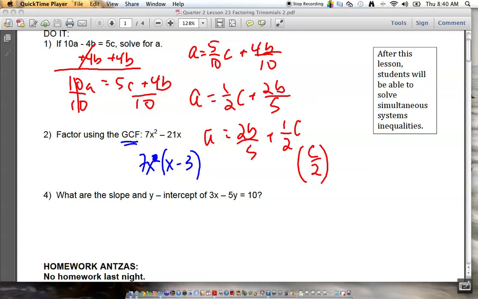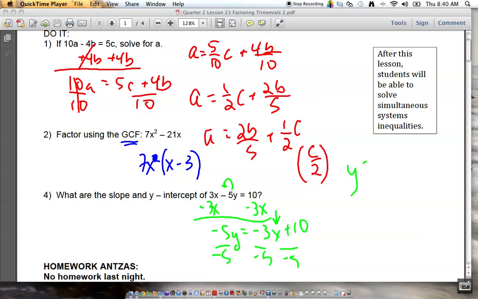Next, slope and y-intercept. First thing I need to do is subtract the 3x. Got to get the y all by itself. Danger, danger, danger. Don't forget about that negative there. Negative 5y equals negative 3x plus 10. Here I'm very careful to put the x's first because I'm so structure oriented in y equals mx plus b. So I want the x term right there. Divide by negative 5.